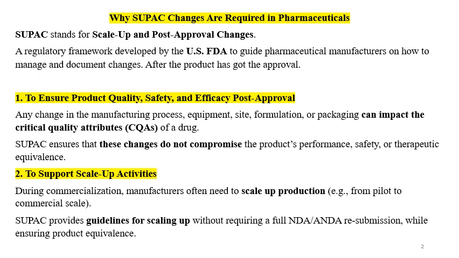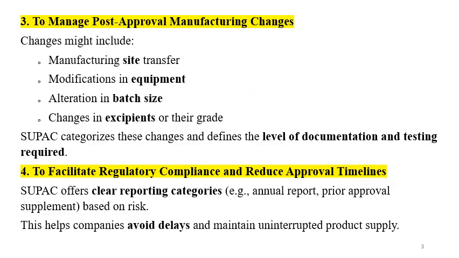Second reason is to support the scale up activities. So during commercialization, manufacturers often need to scale up the production. That means from pilot to the commercial manufacturing scale. SUPAC provides guidelines for scaling up without requiring a full NDA, ANDA resubmission while ensuring product equivalence. So SUPAC provides the framework and guidelines to support the scale up activities.